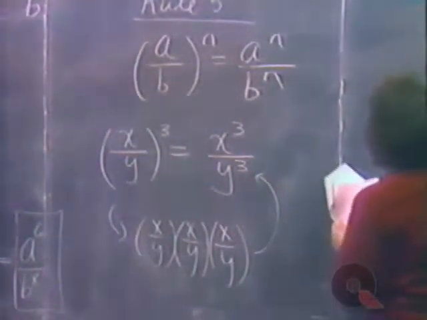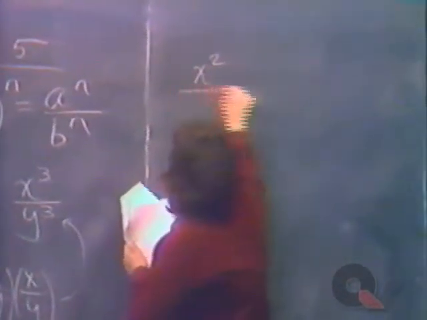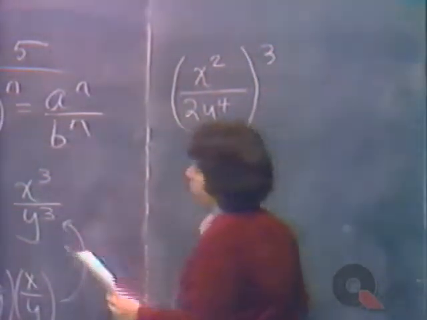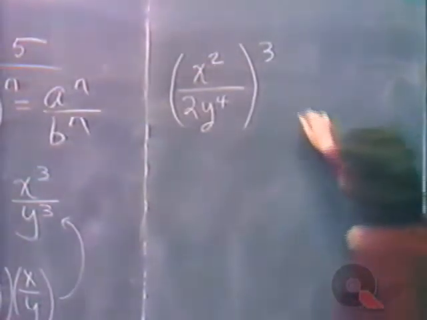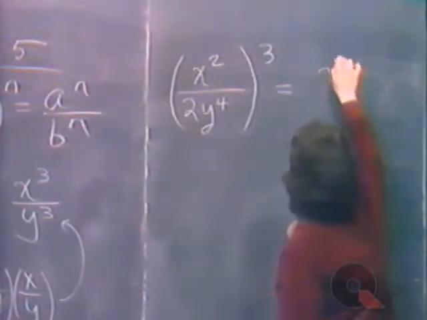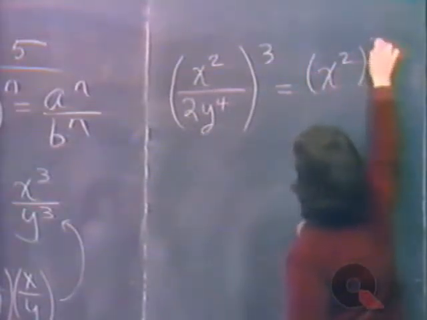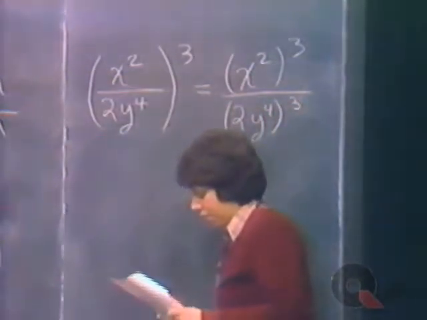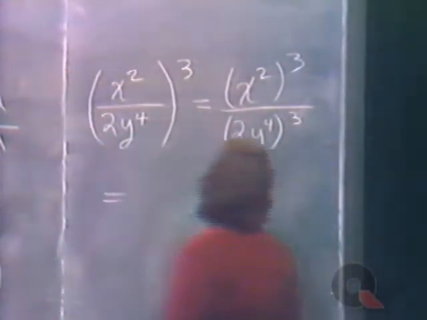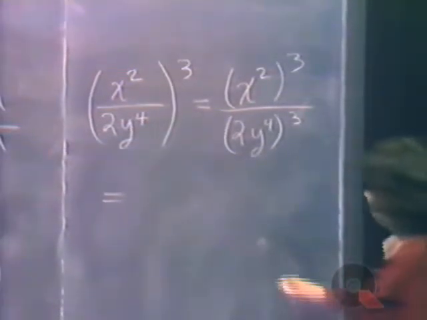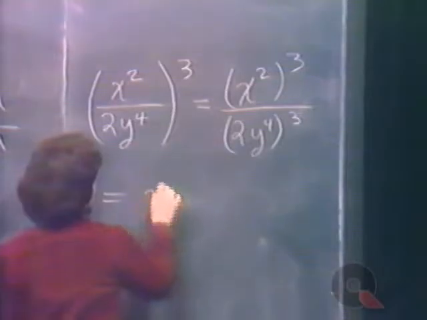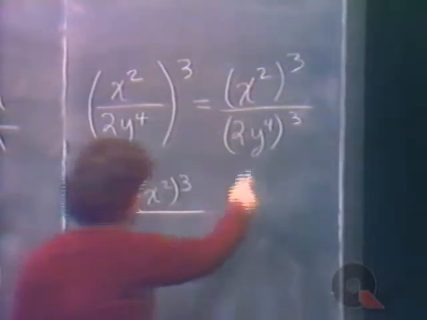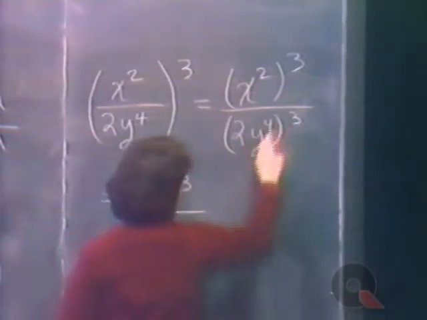Let's try another example. (x squared over 2y to the 4th) to the 3rd power. And this will be the last example. Okay, we have a fraction to a power. We take the top, the numerator, to that power, and divide by the denominator to the power. Now, let's work only with the denominator right now. We'll leave the top alone. On the denominator, we have a product to a power. This is Rule 4. It's like (ab) to the n. It's going to be a to the n, b to the n.